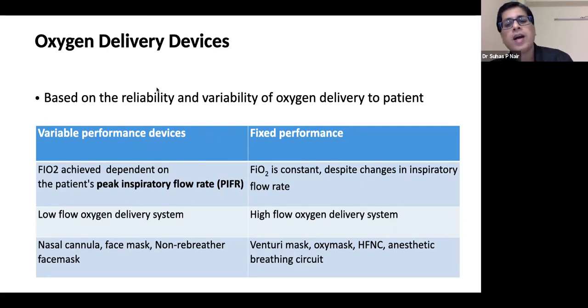But the high flow oxygen delivery system, or fixed performance device, makes sure high flow oxygen is delivered and the FiO2 requirement is met, because the high flow demand of the patient is met by the high flow delivered by the system.